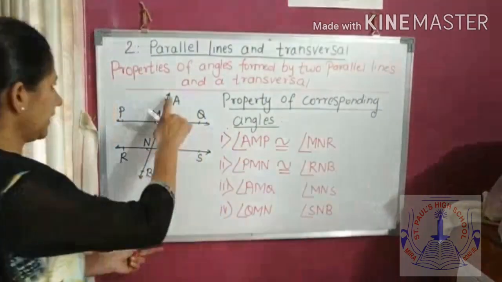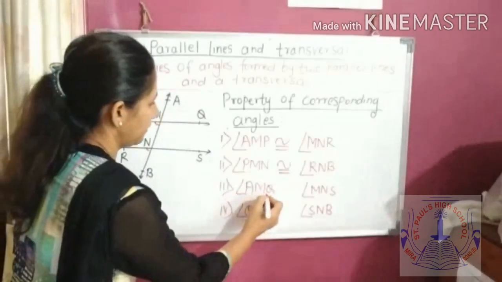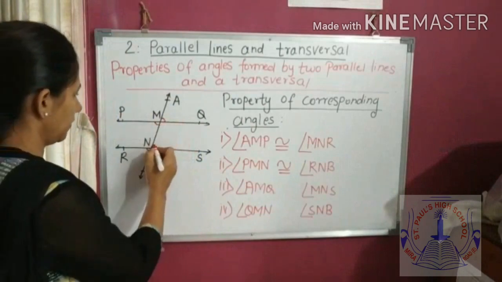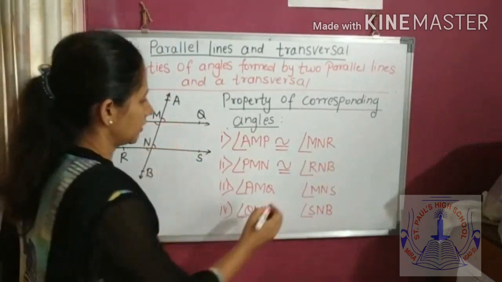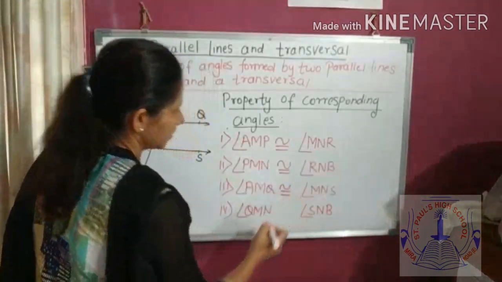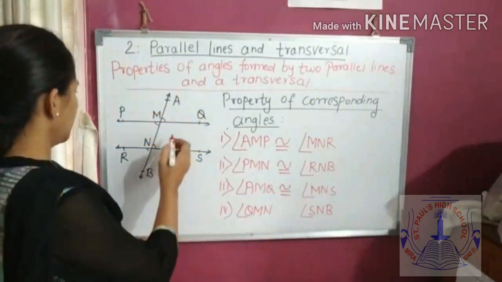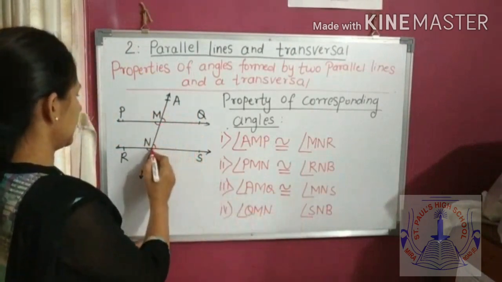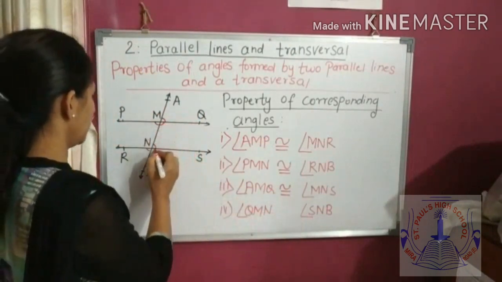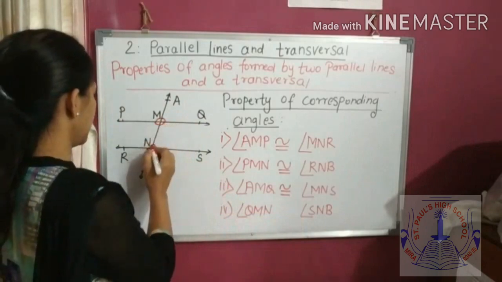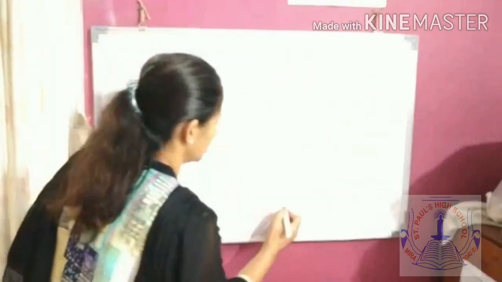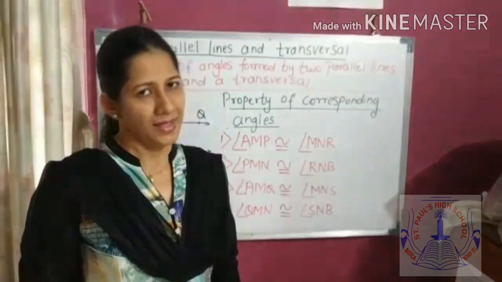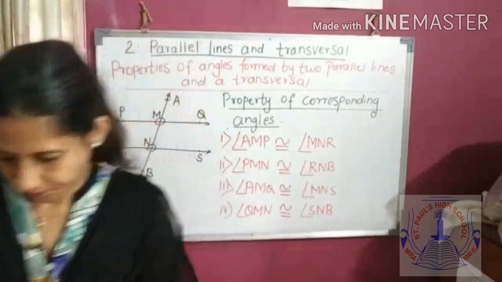Clear? Next, the third one is angle AMQ and angle MNS. This is another pair of corresponding angles, so they are also congruent to each other. Next, the fourth one is angle QMN and angle SNB. So this pair is also congruent to each other. So all these pairs are congruent to each other. This is the property of corresponding angles. Clear?